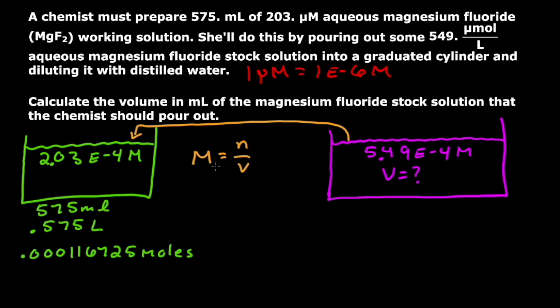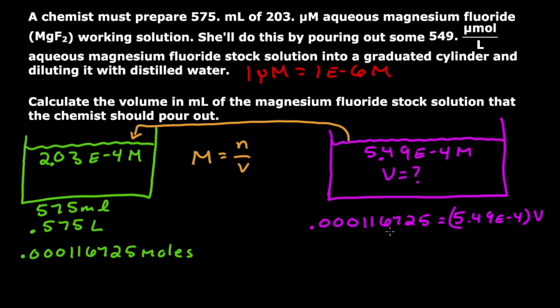So I'm going to use this equation again. The number of moles that I want to get has to be the moles that I have in the solution I want to prepare. So I'm going to have 0.0001166725, and that'll be the moles, and that's equal to the molarity times the volume. The molarity has to be in this unit, and the volume will come out in liters. So I'm going to do 5.49 times 10 to the negative 4. That's the molarity times the volume here.